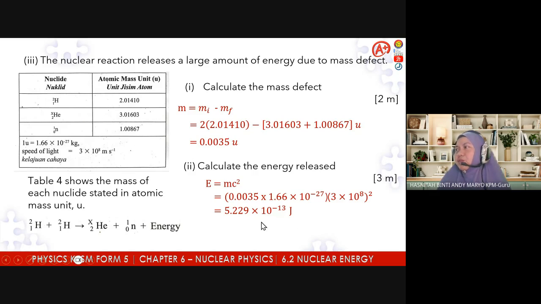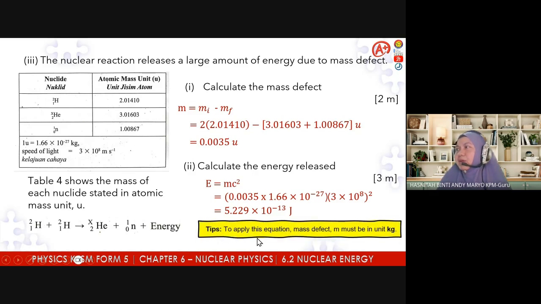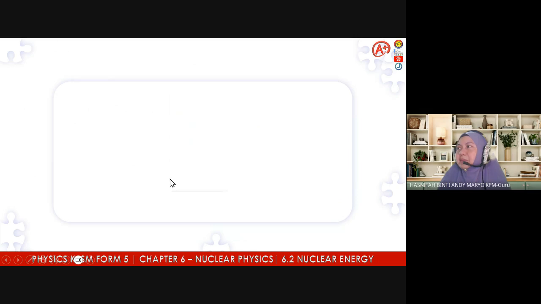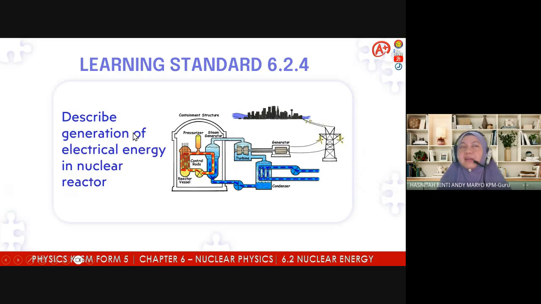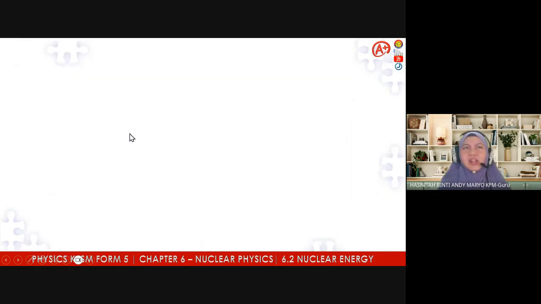Okay, now let us move to the next slide. So these are the tips to apply this equation. Mass defect must be in kg, students. Next, the fourth learning standard. If you look at this GIF, this is the situation inside a nuclear reactor. Learning standard 4 is to describe the generation of electrical energy in a nuclear reactor. Have you learned this in lower form? Ada belajar tak nuclear reactor in lower form?